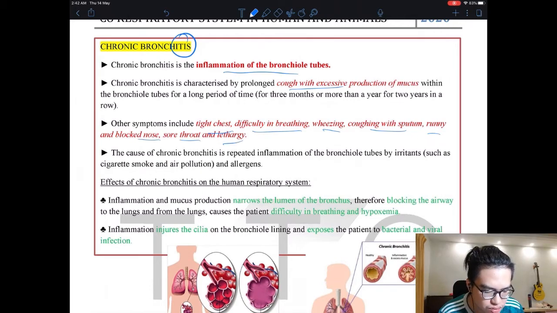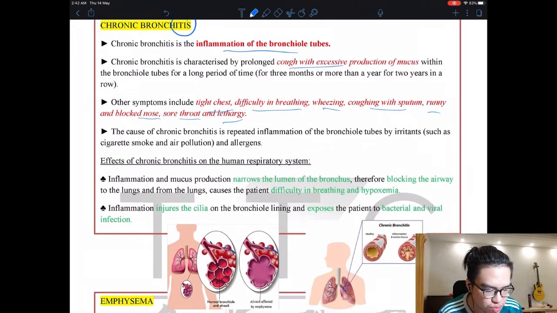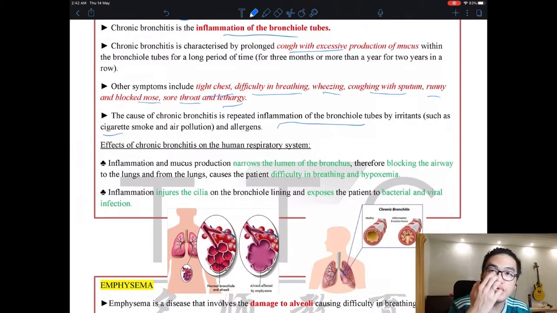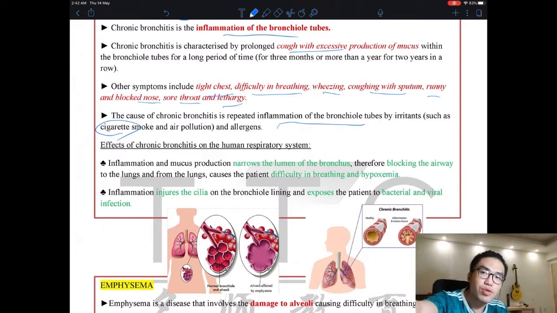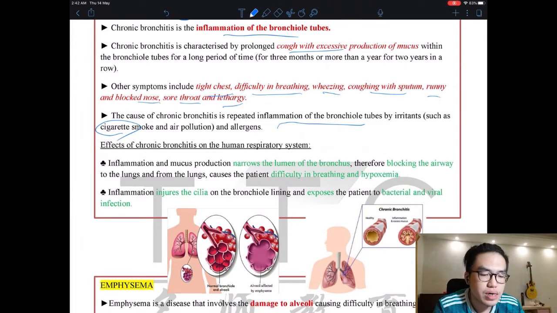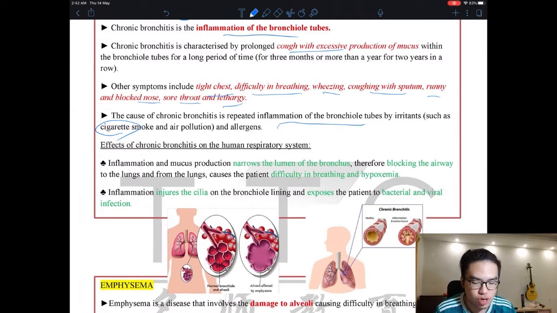Basically it's the inflammation of your bronchus. If you're a chronic smoker, you might get bronchitis. Chronic bronchitis is very common. Of course, other infections will also cause bronchitis, but smoking is the most common one.